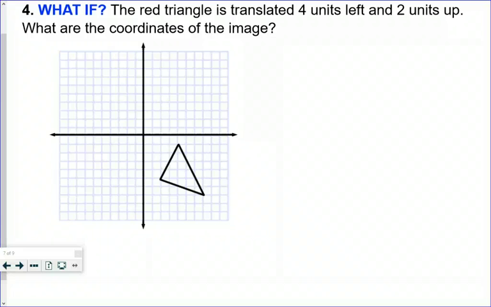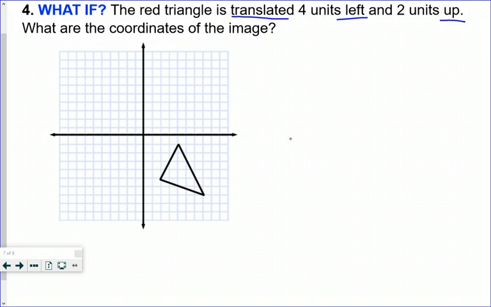Going back, when we went through the lesson, we stated that a translation, or translated, means to slide an object. We're going to keep it in its original form, but slide it to a new image. Now, some things to remember. What does left mean? And what does up mean?